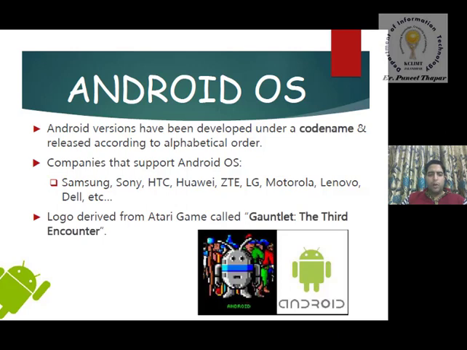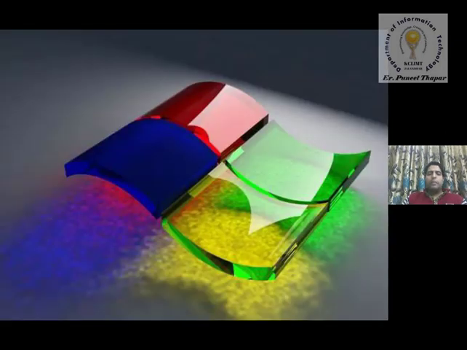The logo is derived from the Atari game called Gauntlet, the third encounter in that game. They used this logo and, by changing some parts of it, built the Android logo. Next we will discuss the Windows operating system.